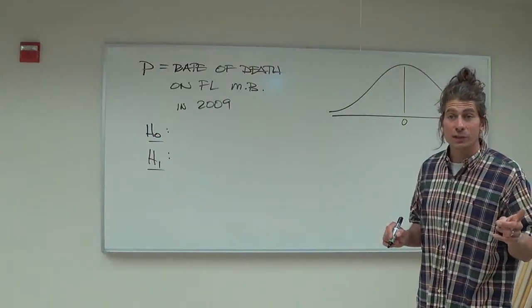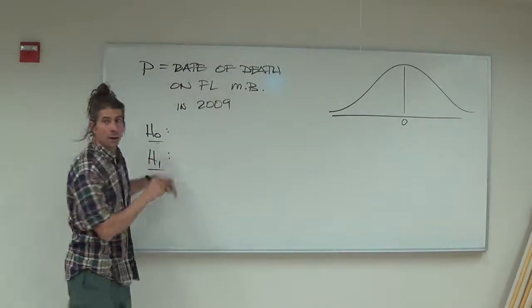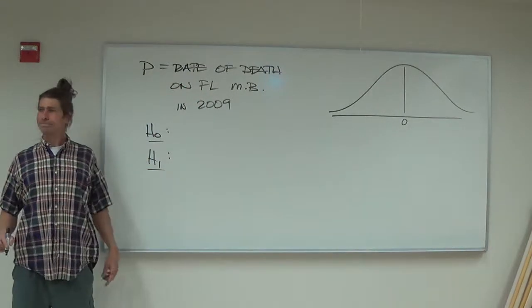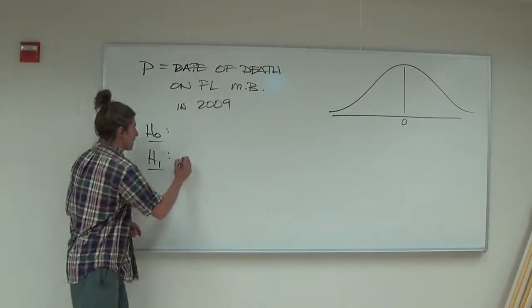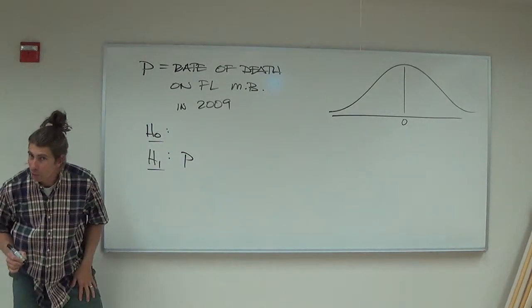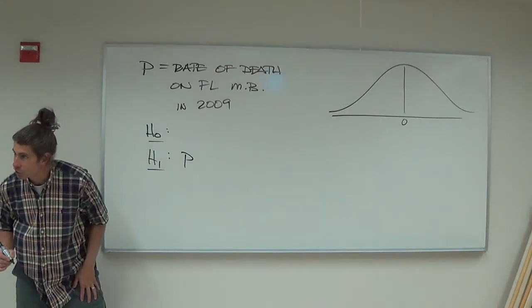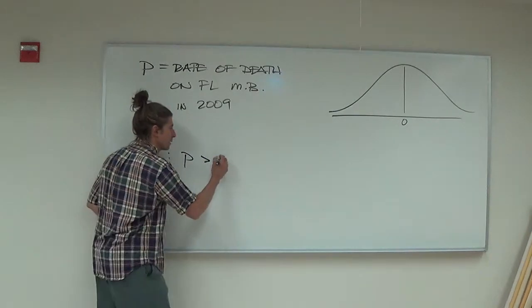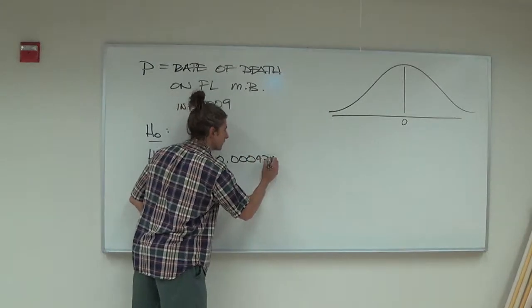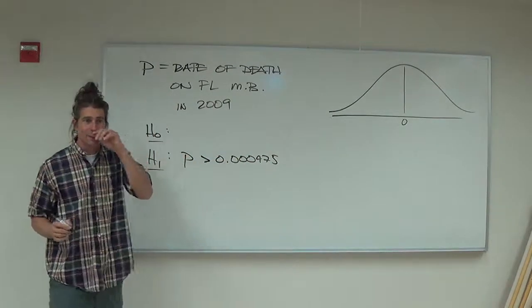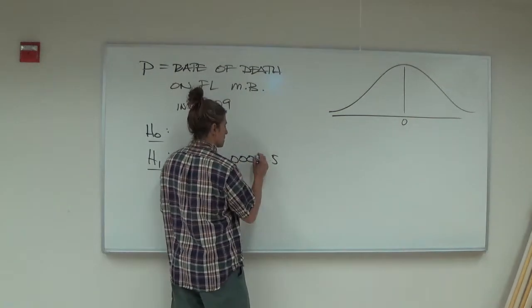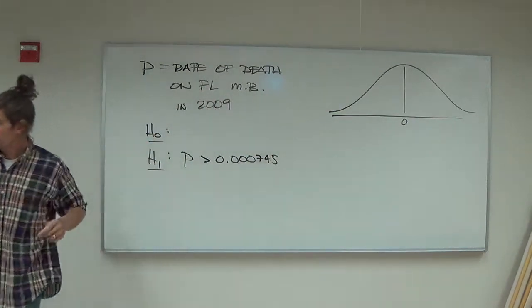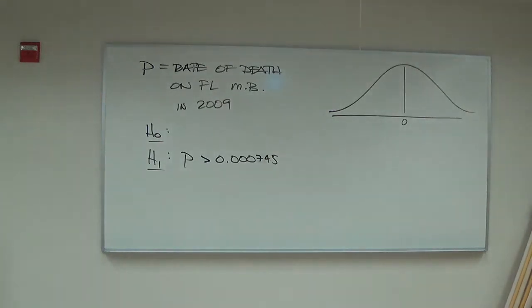So what was the percentage rate of death in 1999? 0.000745. So the claim is right now that the rate of death of Florida motorcyclists is greater than 0.000745. So what's that? 0.0745%. Thank you. Keep me honest up here. Okay, that's the paper's claim.